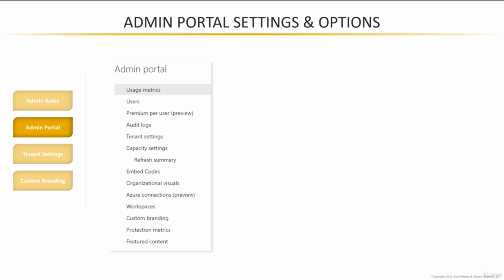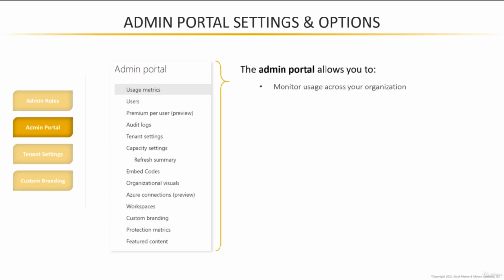The Admin Portal within Power BI Service is where you can monitor, manage, and configure the different settings and options available to you. Let's take a look at some of the key things that the Admin Portal lets you do. So first up, you can monitor your usage across your organization. You can manage users and access audit logs, but this is actually only available through the Office 365 Admin Center, so you would need to head there in order to manage these pieces.